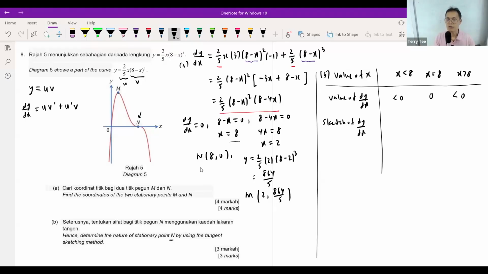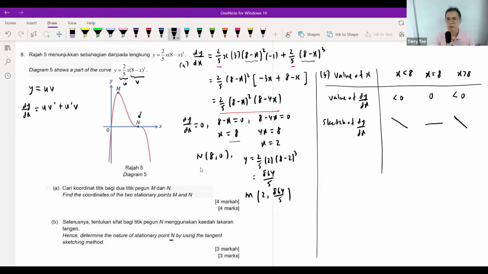So when you sketch a dy dx, you follow this sign. Dy dx is your tangent gradient. When your tangent gradient is negative, the line is like this, going down. When it's 0, it's horizontal. When it's negative again, it's going down.